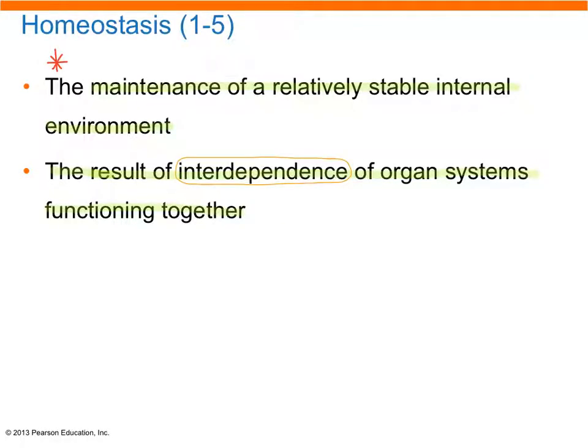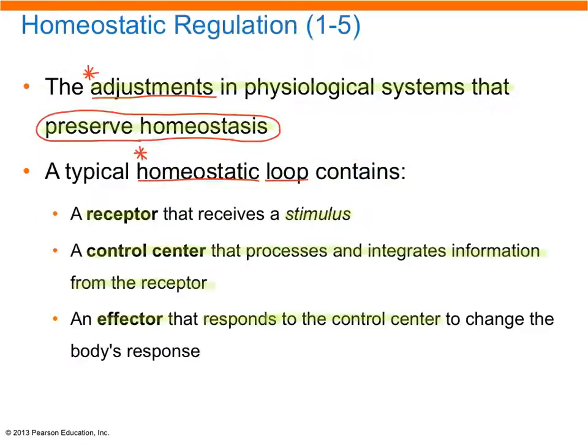Our next objective is to explain homeostasis. So let's talk about homeostasis. Homeostasis is the maintenance of a relatively stable internal environment, the result of interdependence of the organ systems functioning together. Homeostatic regulation is the adjustments in the physiological systems that preserve homeostasis. A common word to say would be our wellness or health.